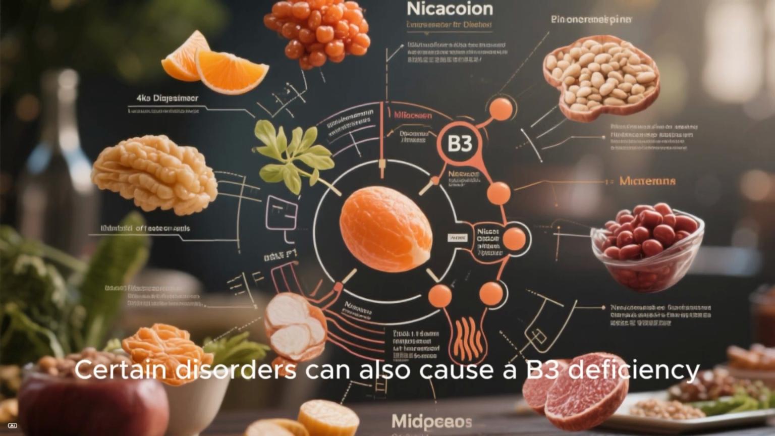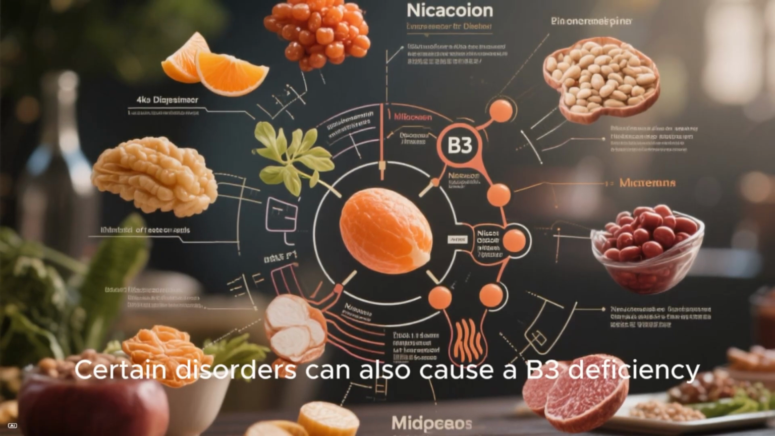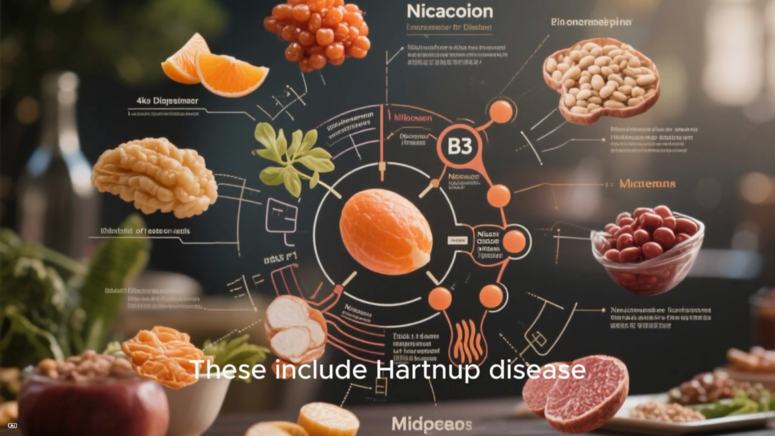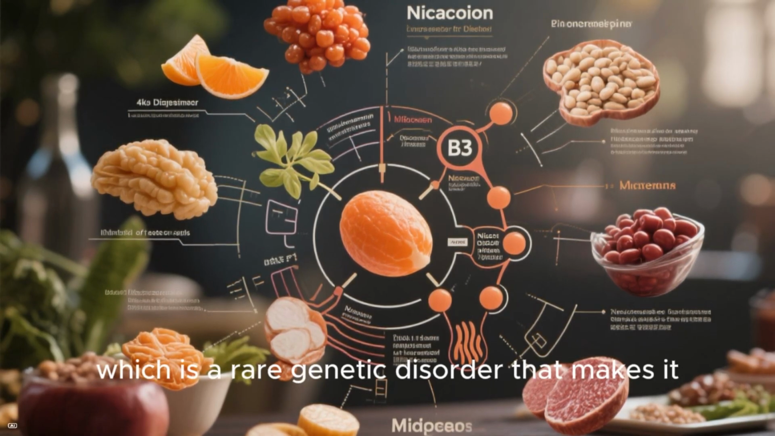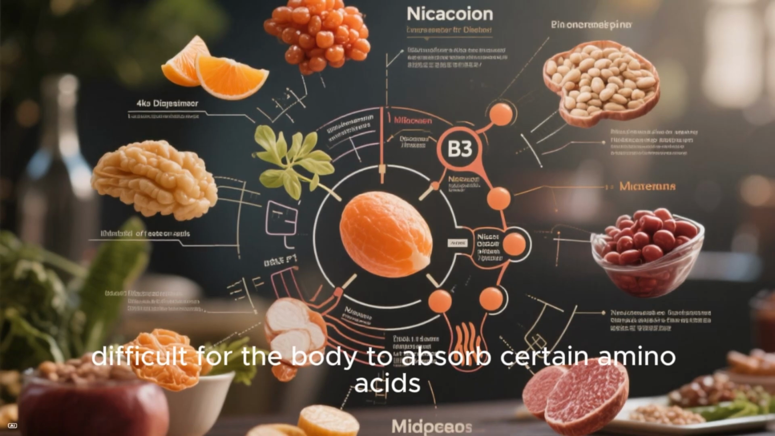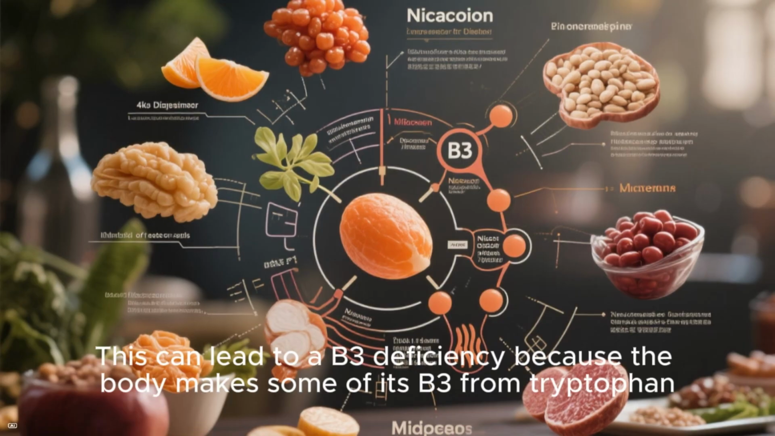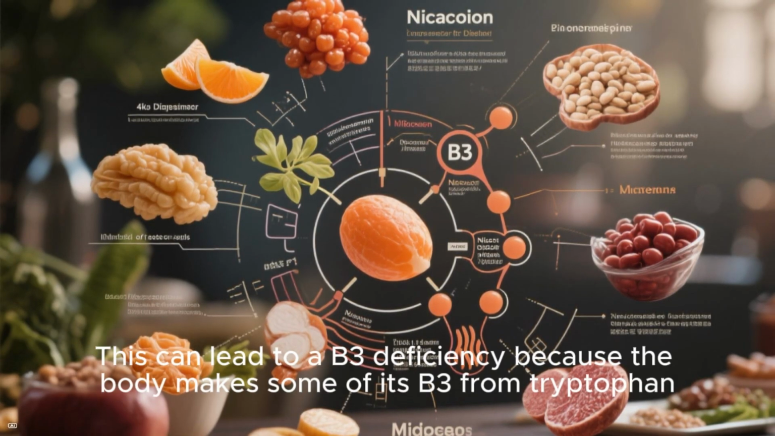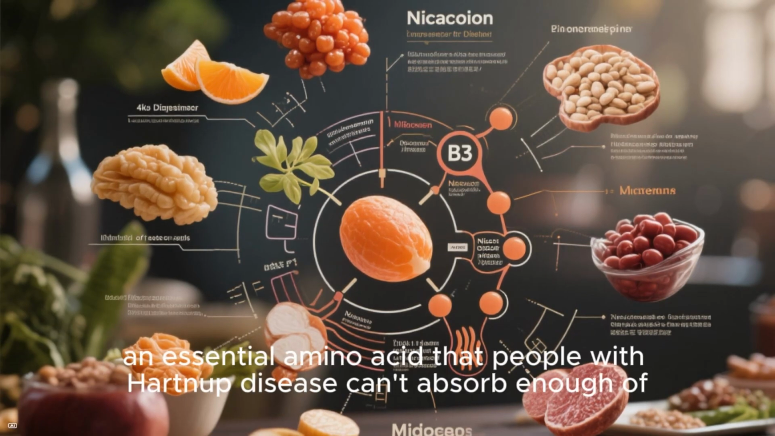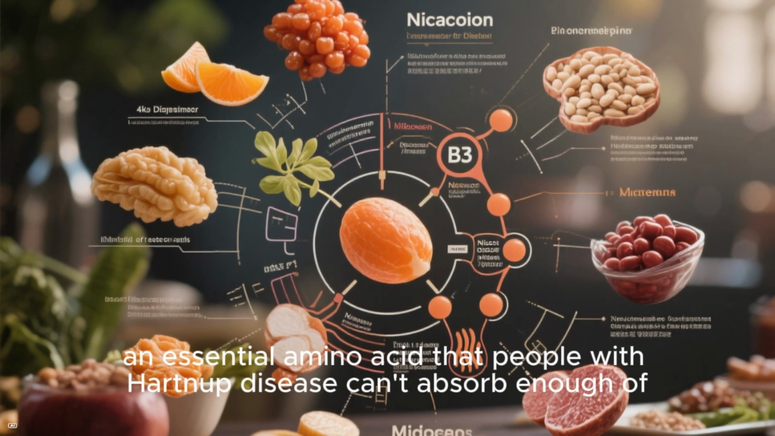Certain disorders can also cause a B3 deficiency. These include Hartnup disease, which is a rare genetic disorder that makes it difficult for the body to absorb certain amino acids. This can lead to a B3 deficiency, because the body makes some of its B3 from tryptophan, an essential amino acid that people with Hartnup disease can't absorb enough of.